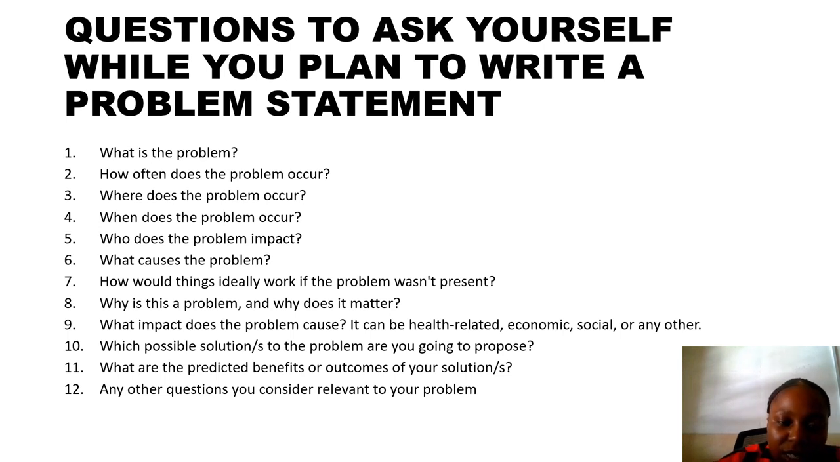Then number seven, how would things ideally work if the problem wasn't present? So these are the things you ask yourself while you are planning to write a problem statement, because it helps you to develop a solution. So you need to know, in case the problem was not there, how would the system work normally? How is it supposed to work? You need to mention that. Then, why is this a problem? And why does it matter? You need to answer that question.